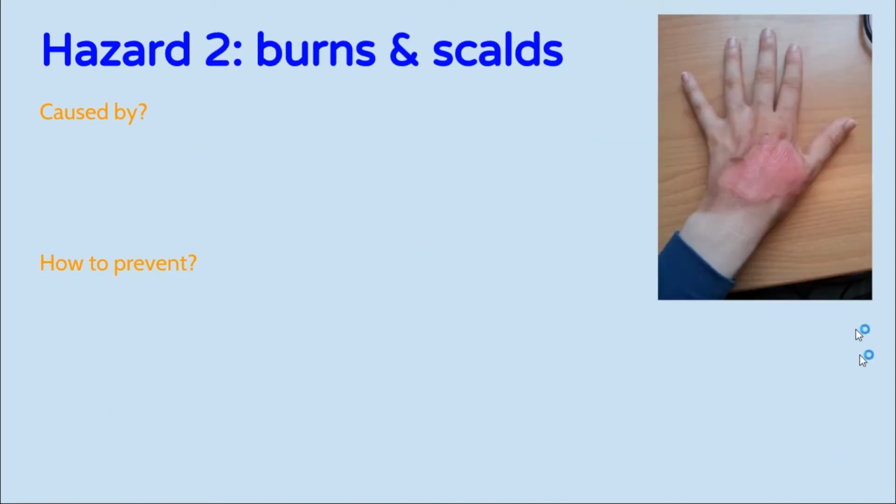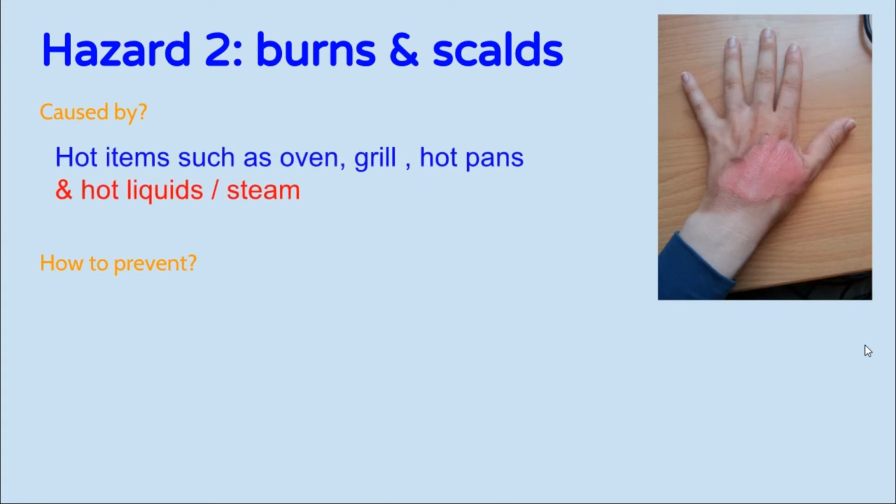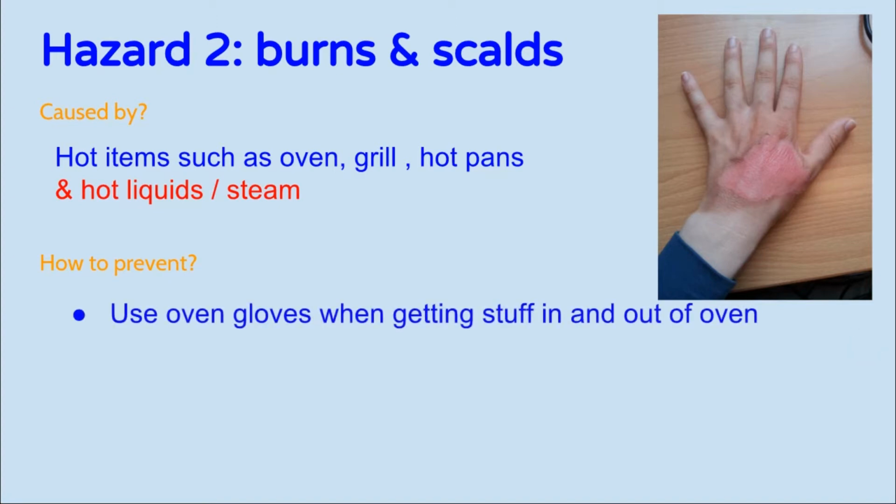Second hazard is burns and scalds. You can see quite a severe, large burn on the hand in this picture. It can be caused by a number of things, so hot equipment such as grill, ovens, hot pans, but also by liquids and steam. To prevent it, use oven gloves when getting things in and out of the oven.